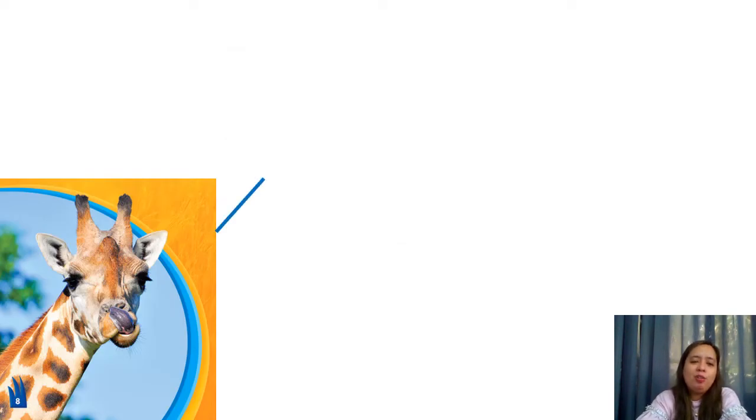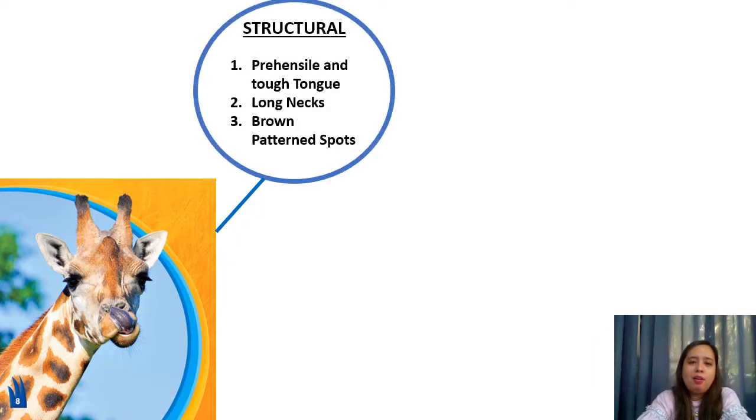Ayan, yung kanyang favorite tongue, no? Structural, ayan. They have prehensile and tough tongue. Prehensile means na, ano yan? Unlike sa atin, hindi kayang gawin ng dila mo, yung O, U, A, whatever. Pero here, they have prehensile, meaning they could project out and then retract, project out and retract. Prehensile, tough tongue, long necks, and brown patterned spots.